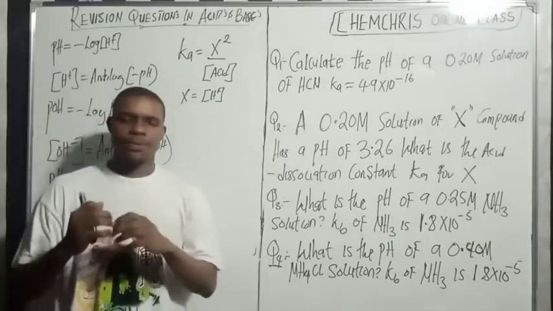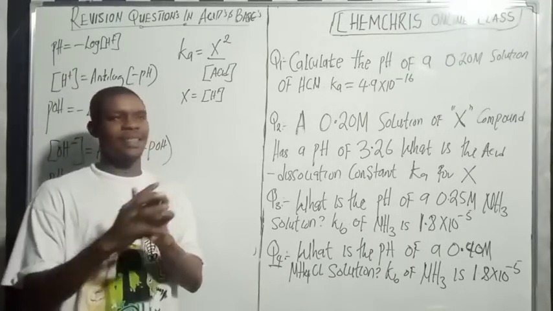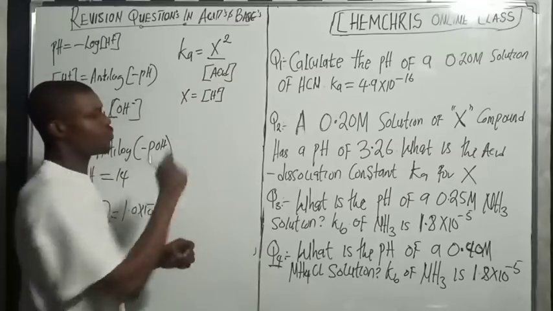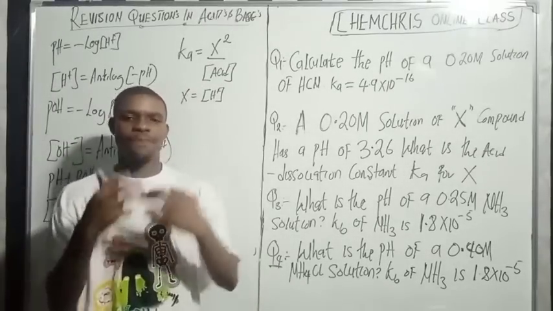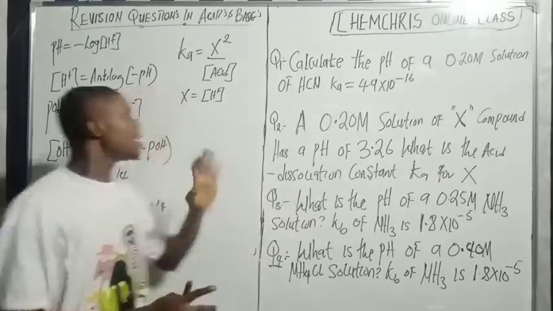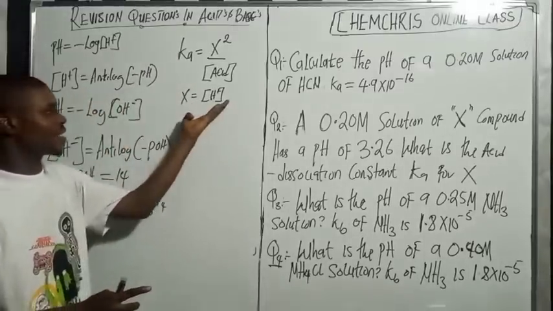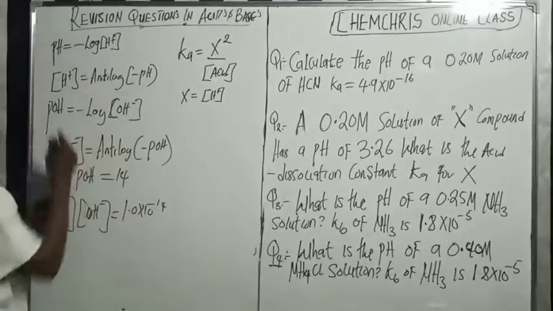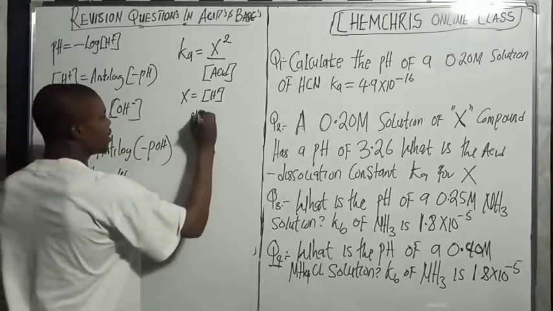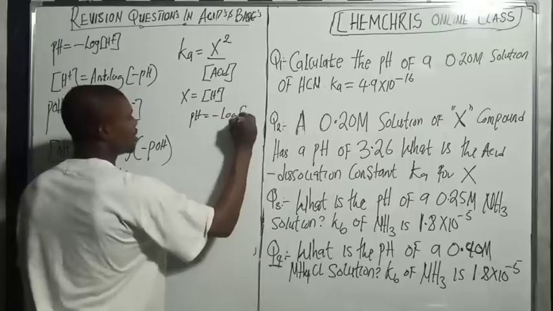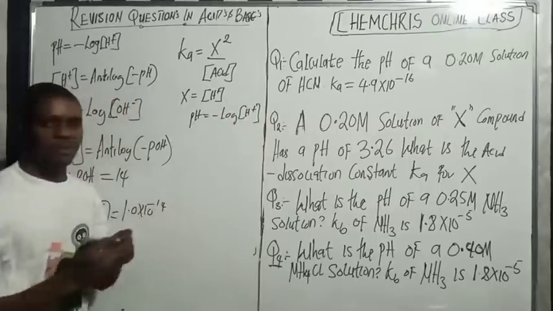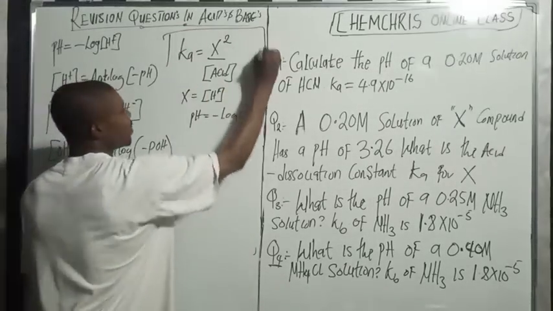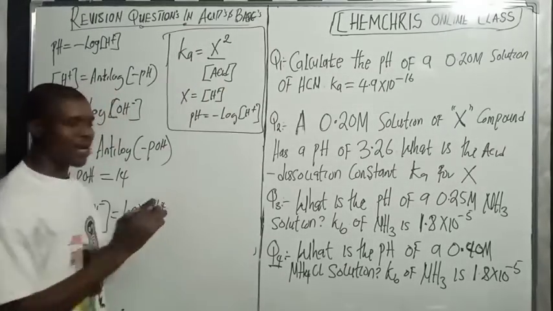So if, for example, a question is given to you with the Ka of the acid and the concentration of the acid, and you are asked to calculate the pH of the acid, it's very easy. Apply this formula. Look for X. X is the H plus concentration. Before you can apply pH equals minus log H plus, you need that. So that is how you can solve for the pH of a weak acid.